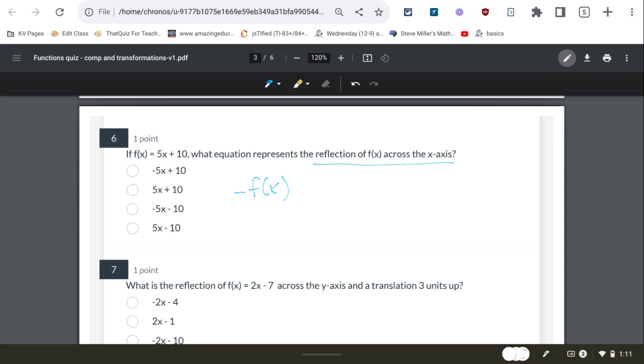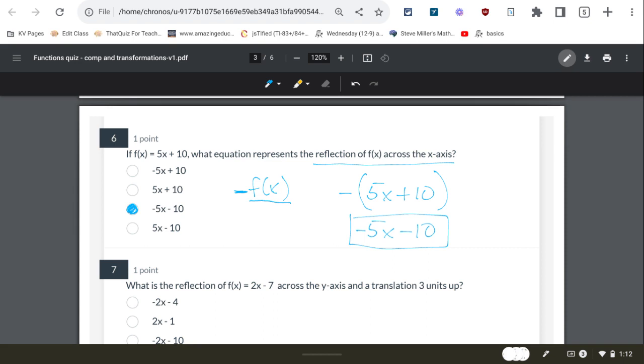The way that you do negative f of x is you write down the original function, which was just 5x plus 10, and then you add a negative symbol to the outside of it. You want to negate the entire expression is the idea. So you have negative (5x plus 10), and then you distribute that negative, so you get negative 5x minus 10. All right, it's just going to change all the signs. That's what it does when you reflect something across the x-axis.